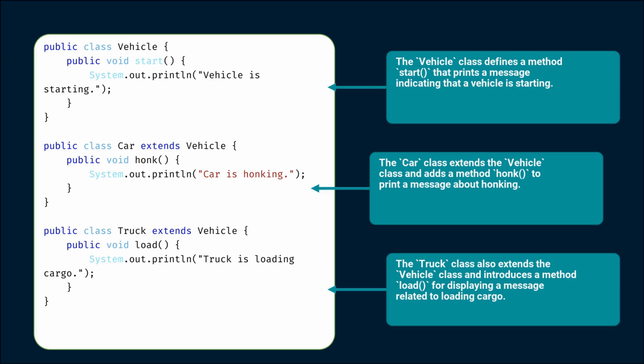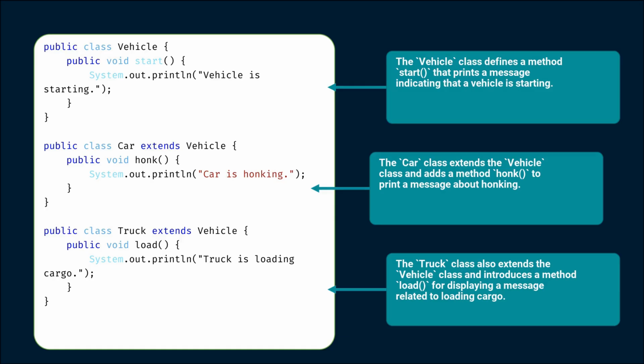Next, we create two subclasses, car and truck. Both of these classes extend the vehicle class, meaning they inherit the start method. This is a key feature of inheritance. It allows us to reuse code and promote a clean structure. For instance, both the car and truck can start in the same way by calling the inherited start method without duplicating code. However, each subclass also has its unique characteristics.